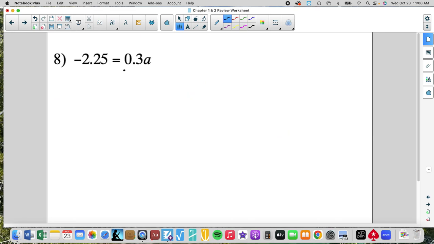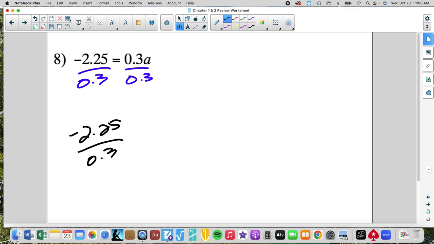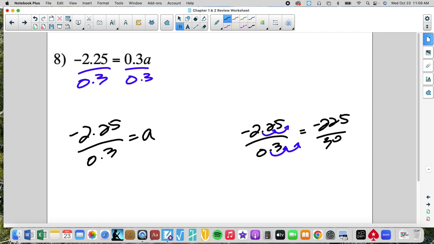We're going to divide by 0.3. We're not going to convert anything to a fraction or anything like that. We get negative 2.25 over 0.3 equals a. We can't have a decimal and a fraction. So I'm going to take negative 2.25 and 0.3. I'm going to move this decimal point one place. I'm going to move it a second place to get rid of both decimals. That's negative 225 over 30, because we moved it two places.